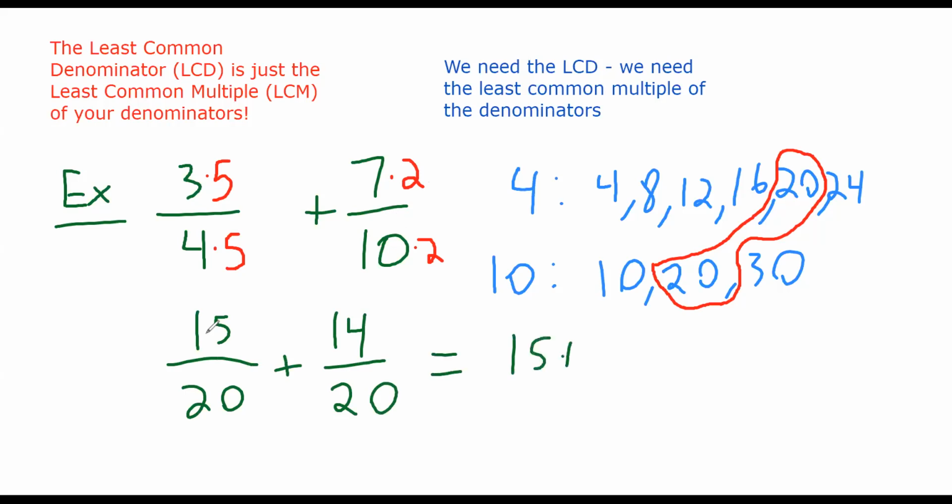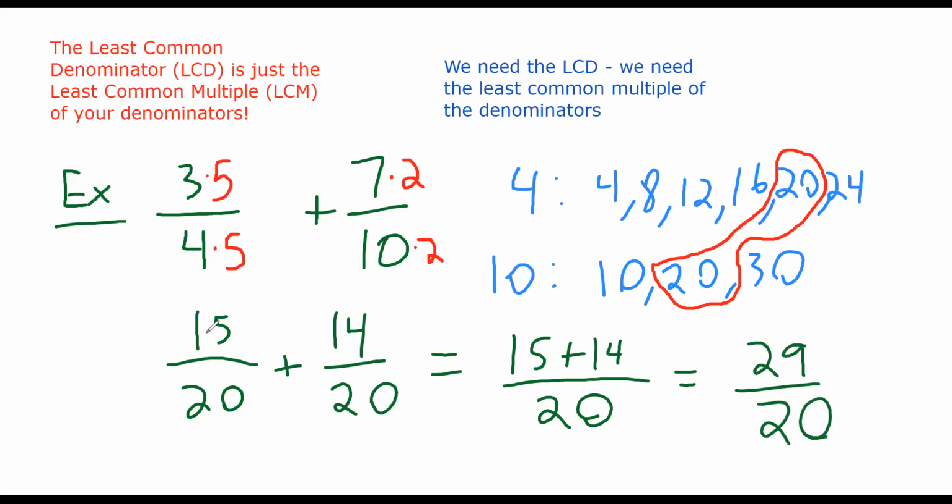And so now we do 15 plus 14 on top. On bottom is that same 20. We don't add the 20s. What's 15 plus 14? Looks like it'll be 29. Does it look like 29/20 can be simplified? 29 is a prime number. So I'm going to say it's actually good to go. Ding, and you're done. So we added 3/4 plus 7 over 10, and we got 29 over 20. That's just how math works sometimes. Very good, very good.